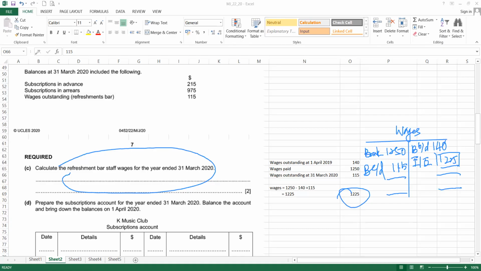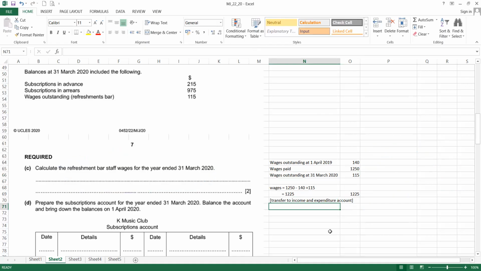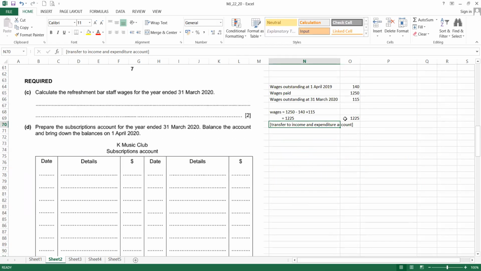Okay. So this amount transfer to income and expenditure account, because for a club account we don't call it income statement. Club account we call income and expenditure. Okay, now let's move on.